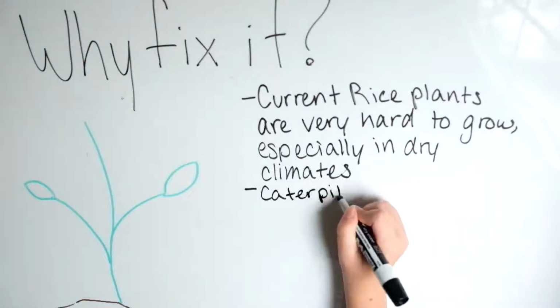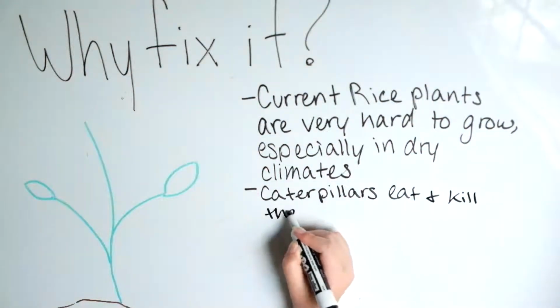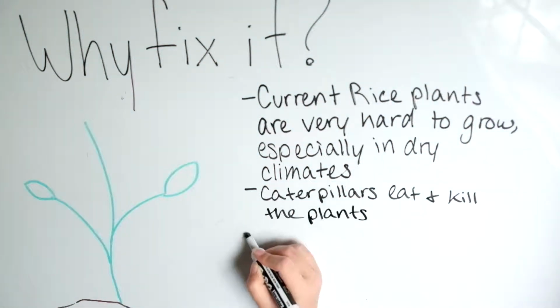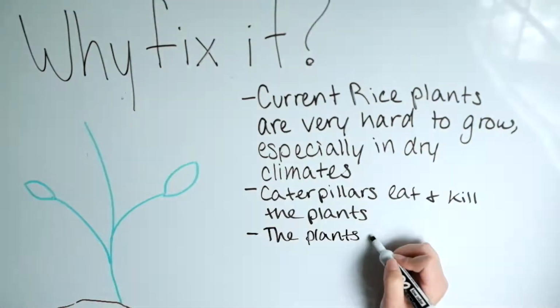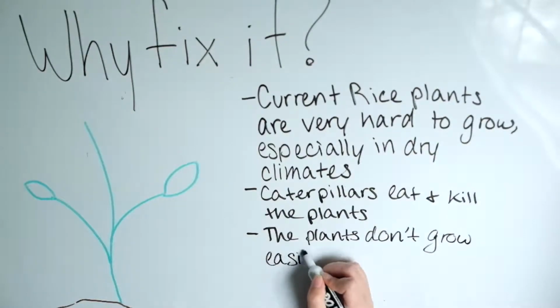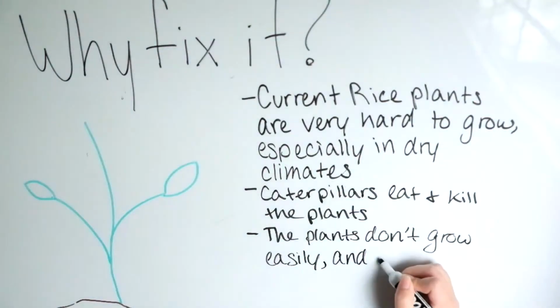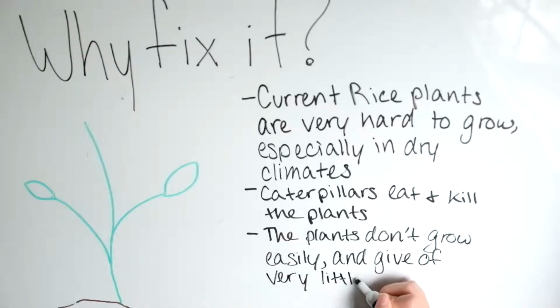Second, caterpillars and other insects have been eating and killing the plants. And last but not least, the plants are very picky and can be pretty hard to keep alive. This can affect how much rice can be harvested, how easy it can be harvested, and how much profit is collected when selling it.